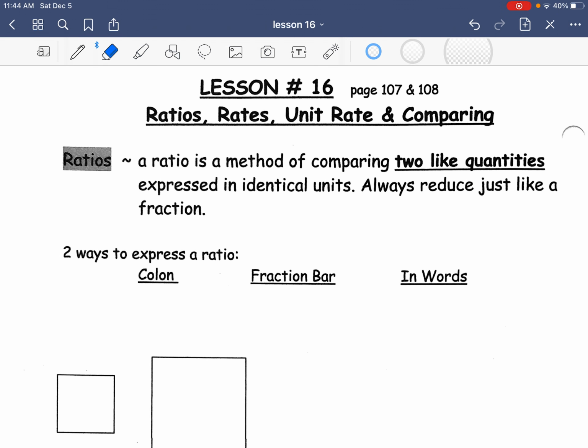Okay, lesson 16, ratios, rates, unit rate. We're starting a new chapter today, so we're going to go through some basics that we might have missed out on last year. If I'm talking about ratios, it's really simple. We're just talking about a number being compared to another number. So a ratio is a method of comparing two like quantities. Now those like quantities are just talking about the same things.